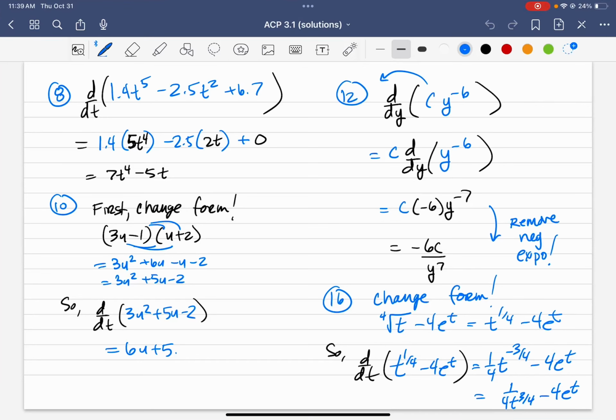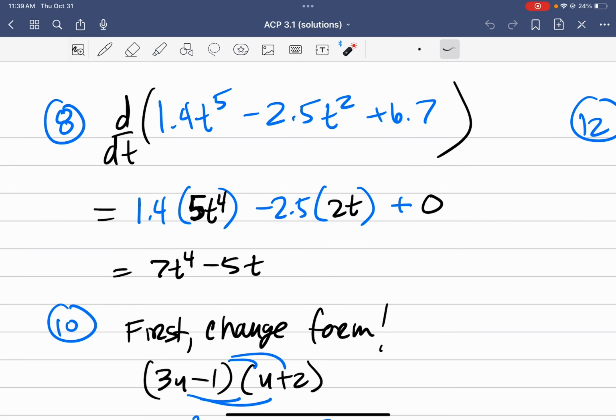Okay, homework 3.1, let's take some derivatives. So if we take the derivative of this function, well, first we pull out our constant, 1.4, then the derivative of t to the fifth is 5t to the fourth. When I multiply 5 times 1.4, I get 7.